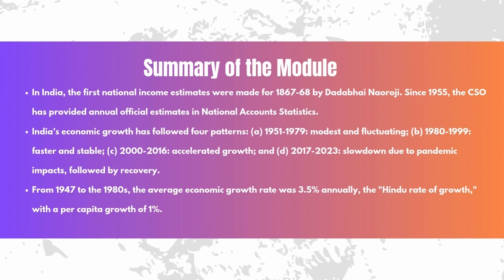Since 1955, the CSO has provided annual official estimates in national accounts statistics in a more systematic way. India's economic growth has followed four patterns: 1951 to 1979, modest and fluctuating; 1980 to 1999, faster and stable; 2000 to 2016, accelerated growth; and 2017 to 2023, slowdown due to pandemic impacts, followed by recovery. From 1947 to the 1980s, the average economic growth rate was 3.5% annually, the Hindu rate of growth as you call it, with a per capita growth of 1%.